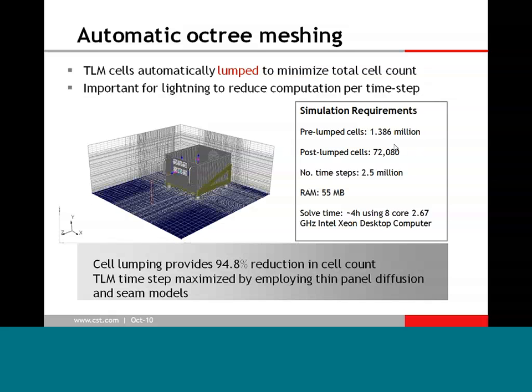So that's a huge reduction. It's about a 95% reduction in cell count. Again, really important for lightning type of problems, because you want the computation per time step to be minimized, okay? Because to cover these long transients, we may have to compute many time steps. So we need to do as little computation per time step as possible. So that means keeping the cell count down to a minimum. So, these features, I think, are very relevant to lightning-type problems.